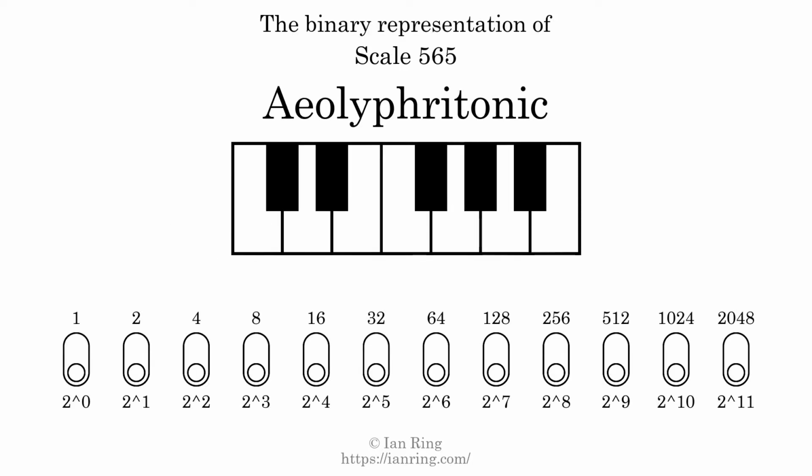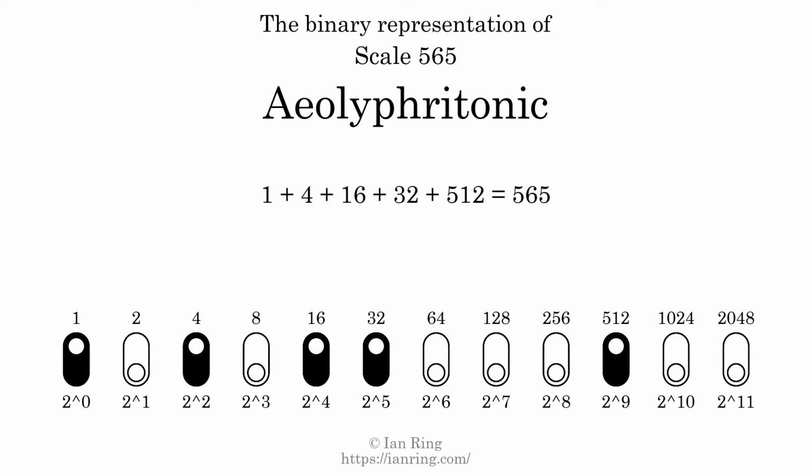The binary representation of this scale is determined by mapping tones of the scale to binary digits. Each binary digit represents a power of 2. To get the scale number, we add the powers of 2 together. The powers of 2 that are present in the scale, all added together, equals 565. That is why the scale number, in decimal, is 565.